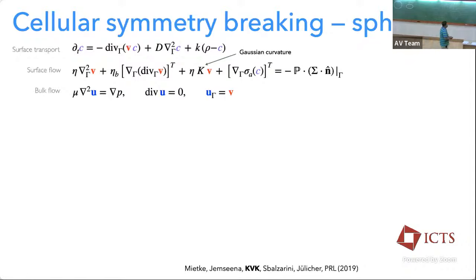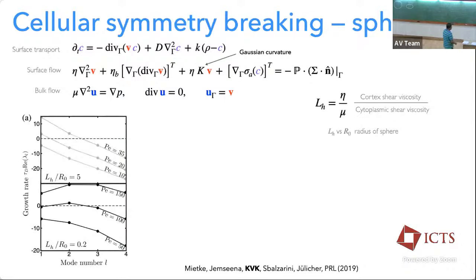Anyway, the point is that you can establish a picture where you have a cell surface, something on the surface generating active stress, active flows, which drives bulk flows. Bulk flows get fed back into the surface. And what you get is something very nice. It turns out the essential thing seems to be one parameter, which is basically the ratio of the shear viscosity of the cortex to the cytoplasmic shear viscosity. And that is a length scale. You compare that length scale with the radius of the sphere, and you get some very nice instabilities.